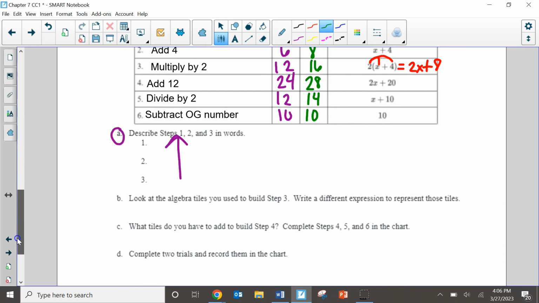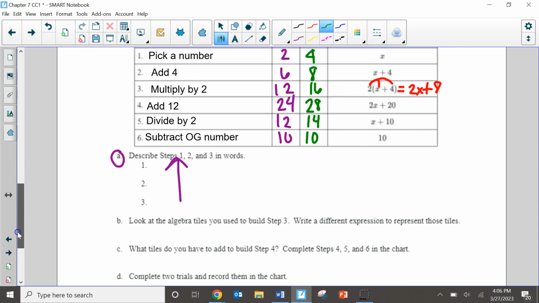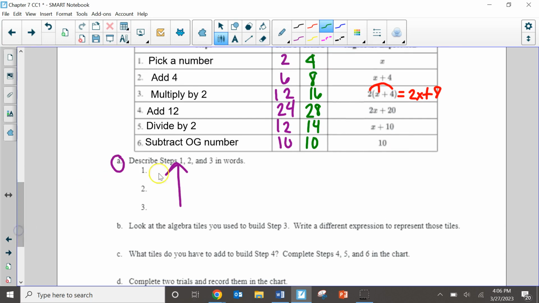All right, it says look at the algebra tiles used to build step 3. Write a different expression to represent those. We actually did that. So we went from, this is what we were looking at originally, and you can rewrite that by using the distributive property. So we distributed the 2 to the x, which was 2x, and then we distributed the 2 to the 4. So that is another way you could write that.